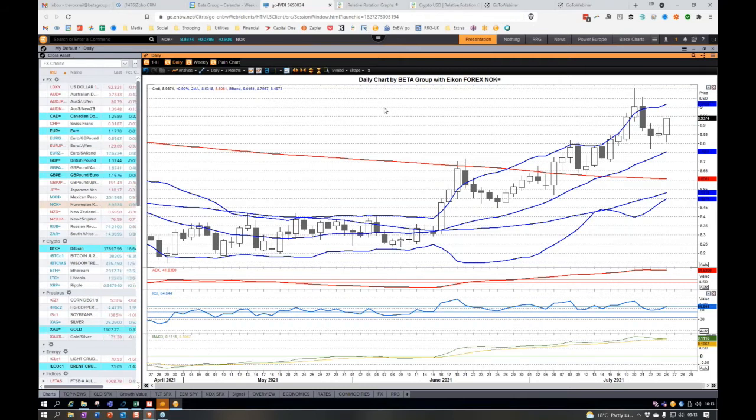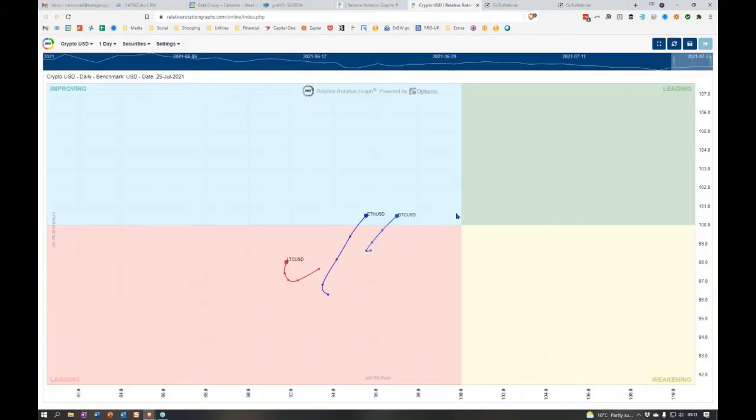All right, well, let's go to the big market, the cryptos. Now, let's look at the RRG for the cryptos first. Now, still underperforming the dollar. So here we've got Bitcoin, Ethereum, and Litecoin. Bitcoin and Ethereum are both in the improving quadrant, whereas Litecoin is in the weak quadrant.